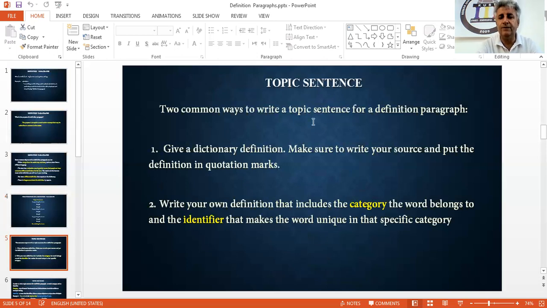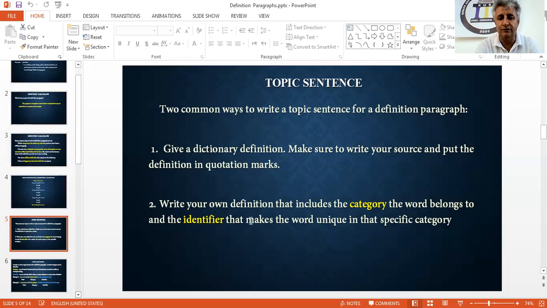Let's start with the topic sentence. We have 2 common ways to write a topic sentence. You may give a dictionary definition, or you may give your own definition. But while writing your own definition, you include the category, the class that the word belongs to, and the identifier that makes the word unique in that specific category. It explains the word and the category.